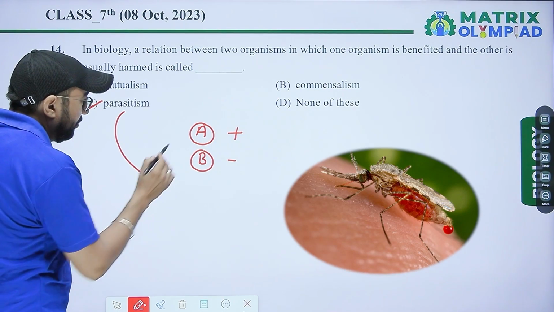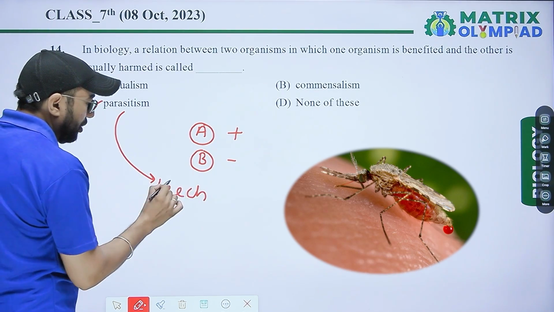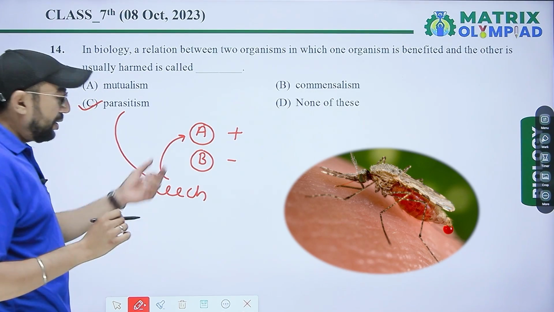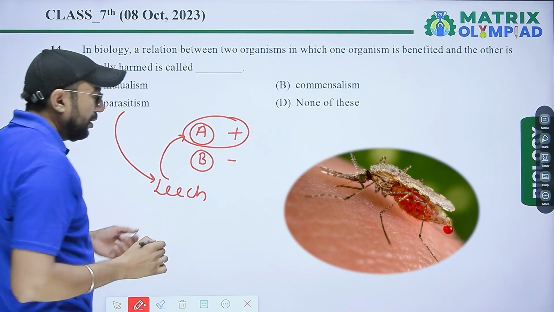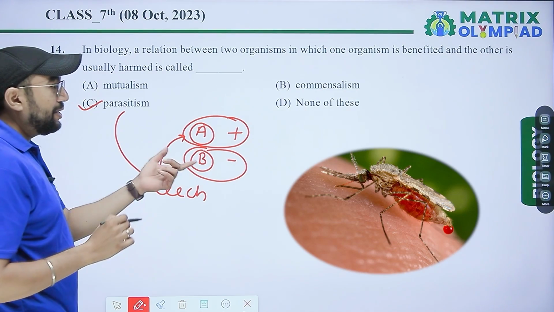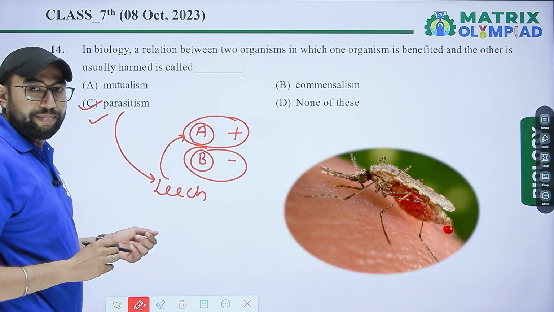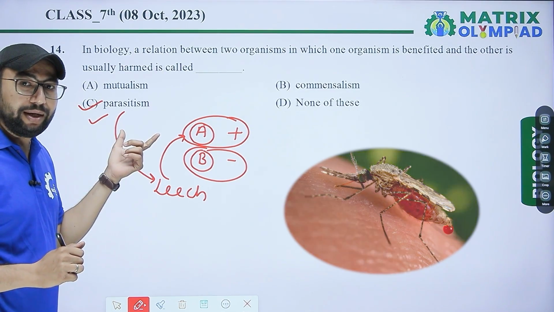In parasitism, like a leech sucking the blood from the host, that is a positive response, and the host gets a negative one. This case is called parasitism. The right answer is parasitism, option C.